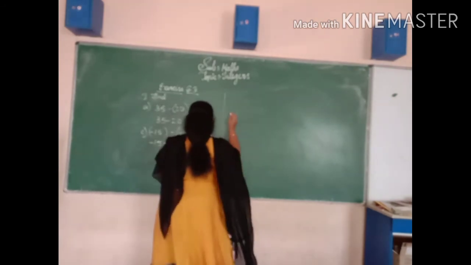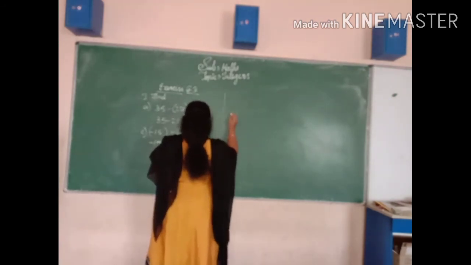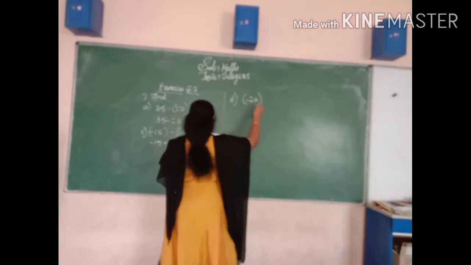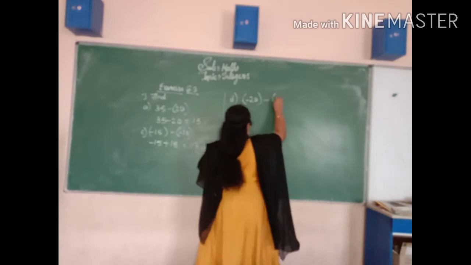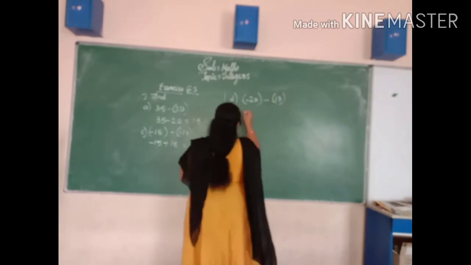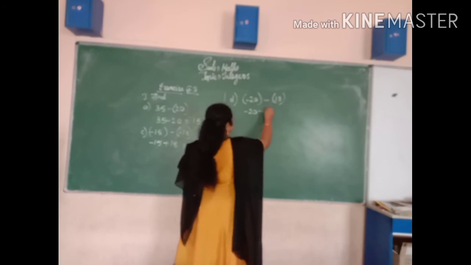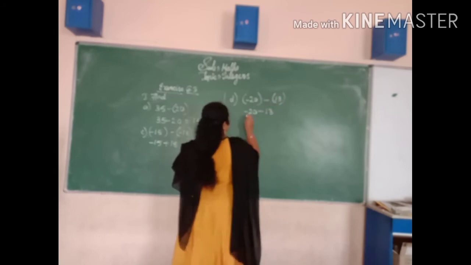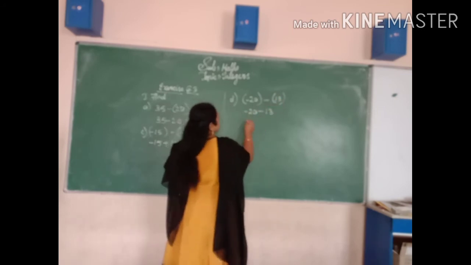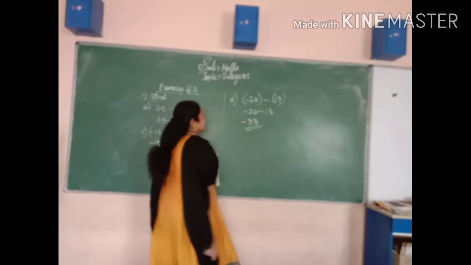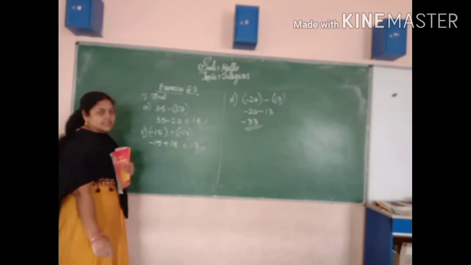Let me do D. Plus minus 20 minus 13. So it is minus 20 plus into minus, minus 13. Minus into minus, so we get 33. Minus 33 is the answer.